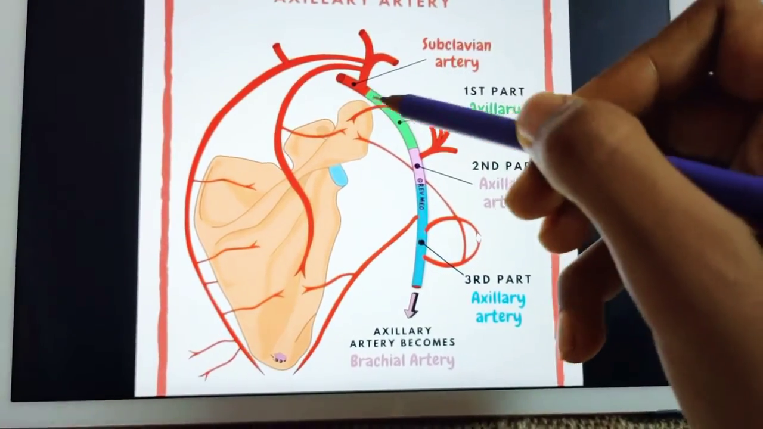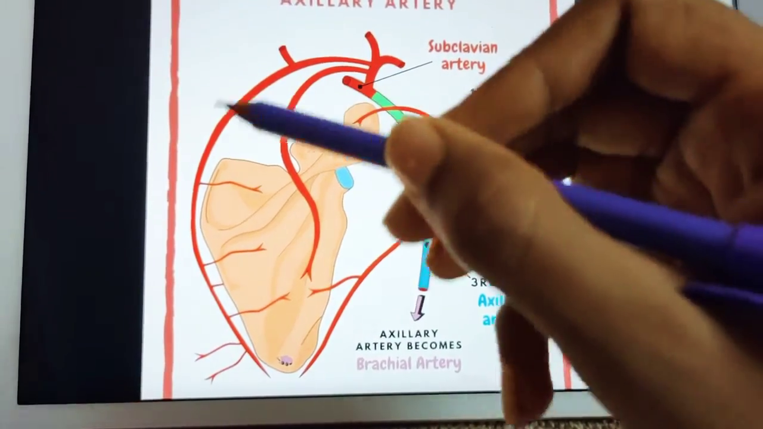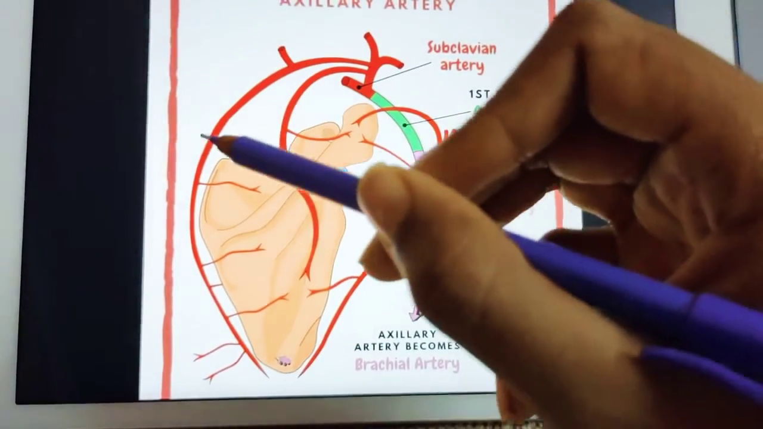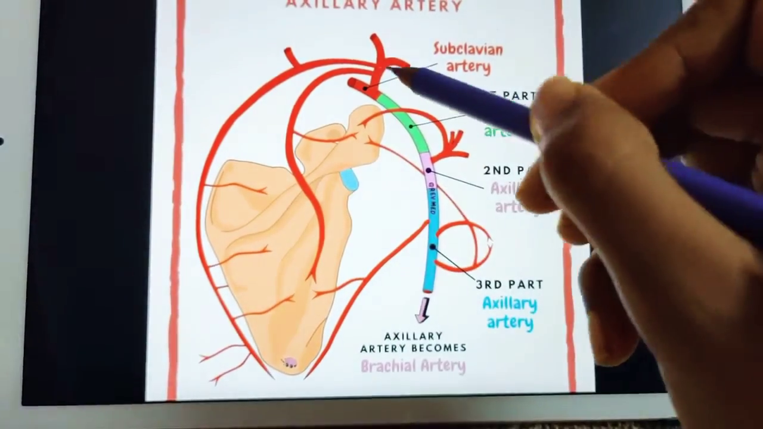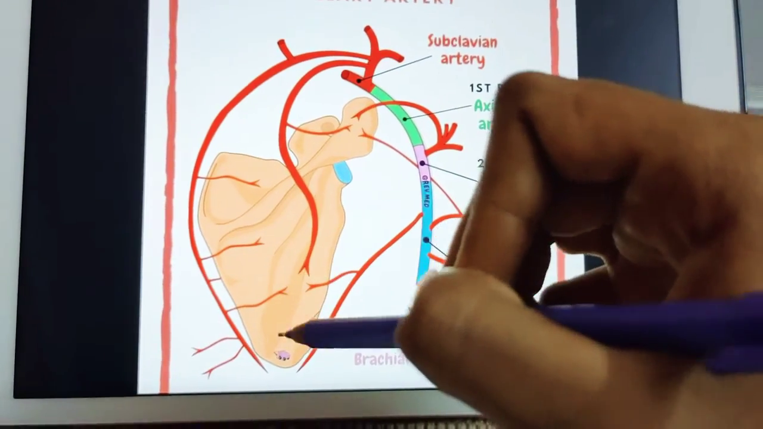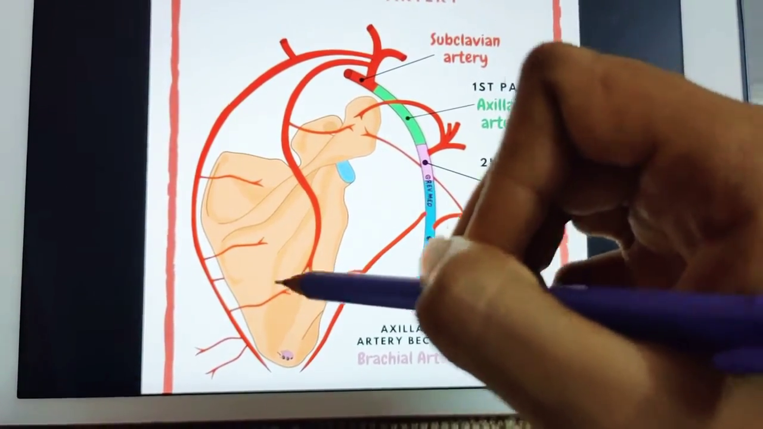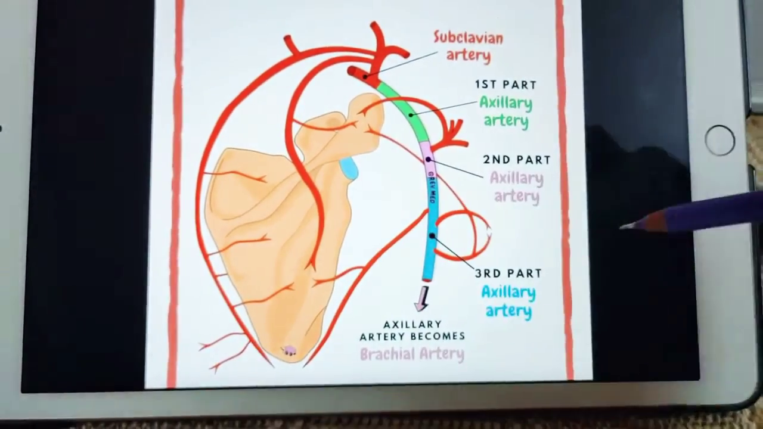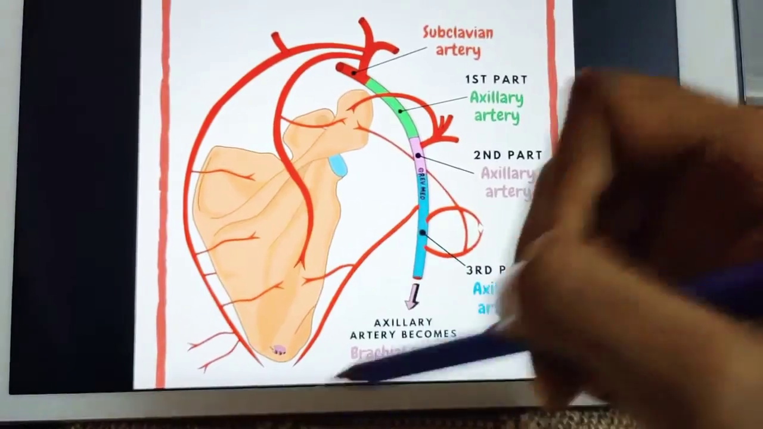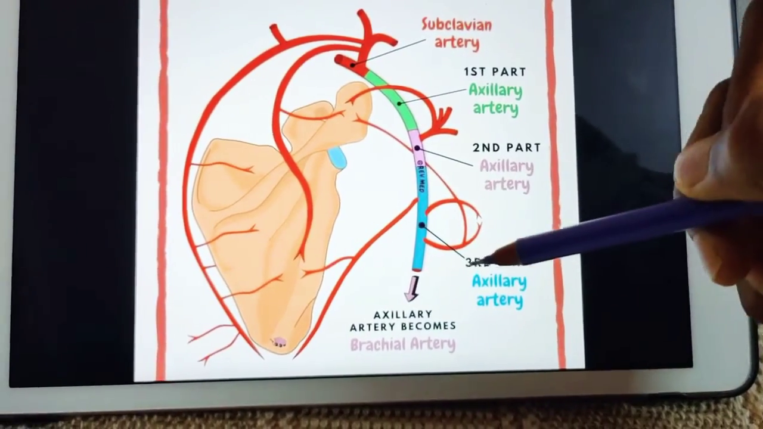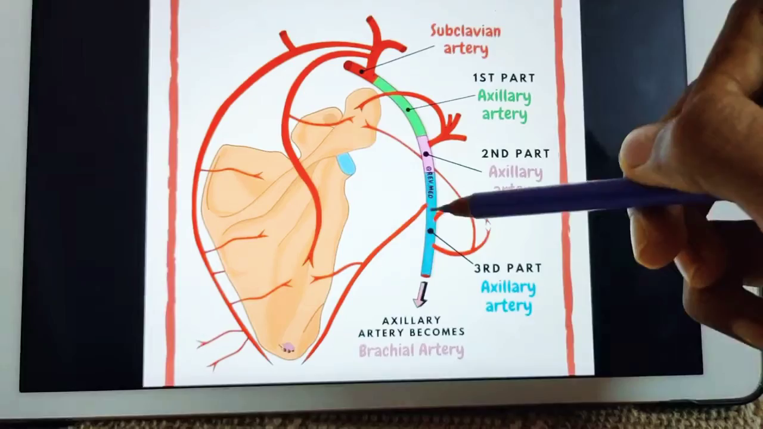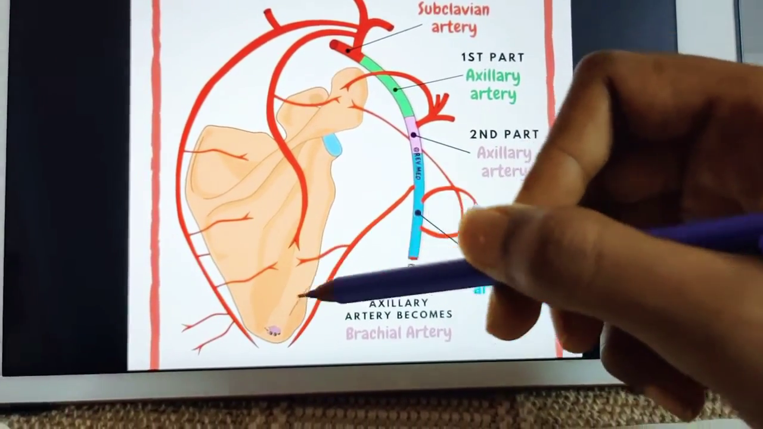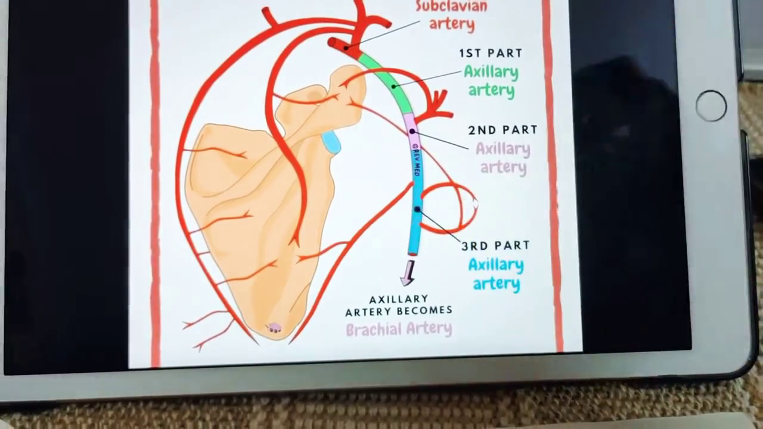thyrocervical trunk. From the thyrocervical trunk you will get two branches. One is the suprascapular artery, and the other one is the transverse cervical artery. The suprascapular artery participates in anastomosis around body of scapula, and the transverse cervical artery also participates in the anastomosis around body of scapula. And next, from the third part of axillary artery, you get the subscapular artery. The subscapular artery gives a circumflex scapular artery branch, which also participates in the anastomosis around body of scapula.